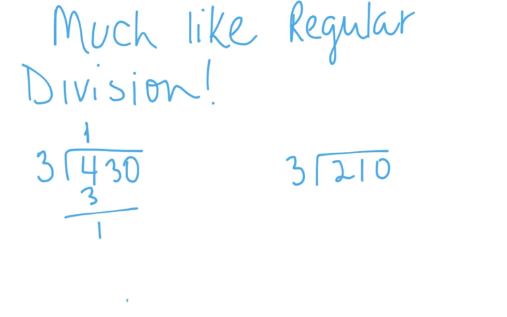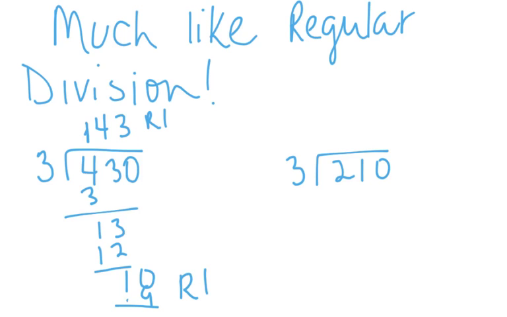So we're left with a 1, bring down the 3. 3 goes into 13 how many times? Well, it goes in 4 times. 4 times 3 is 12. Bring down the 0. And 3 goes into 10 3 times. 3 times 3 is 9. We're left with the remainder of 1. So our answer is 143, remainder 1, or you could say 143 and a third, or you can say 143.333 repeating. Any of those things would work.